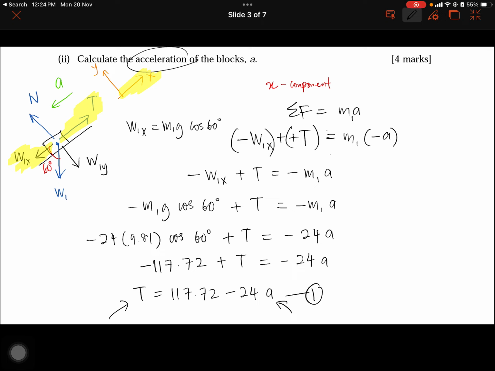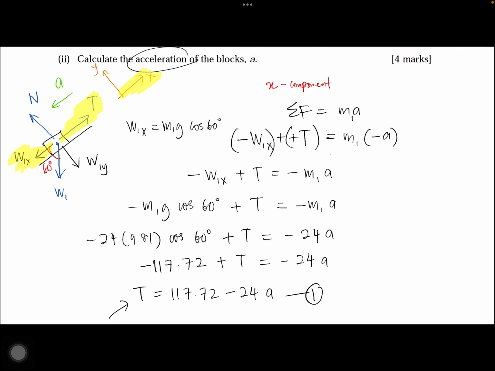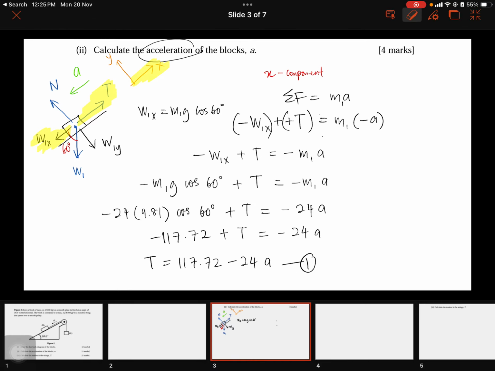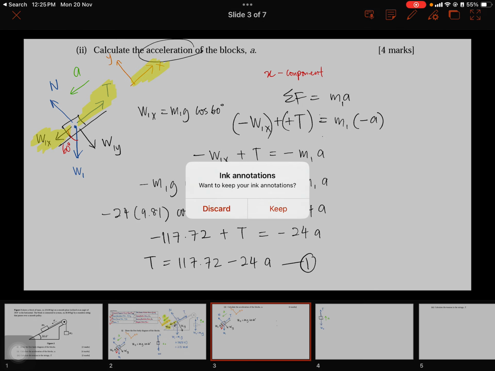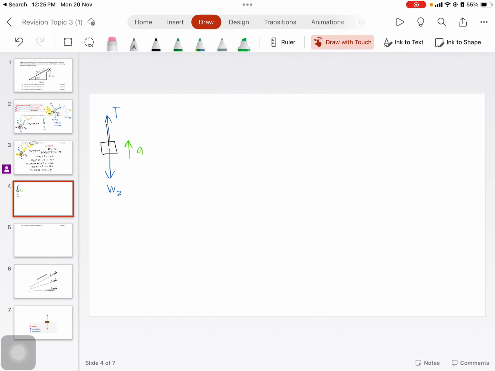The other equation will come from the second free body diagram. So we're going to take a look now at the second free body diagram. We have the first equation and we need to introduce the second equation because we have two unknowns. That is how you solve equations simultaneously. When we have two unknowns, we need to have two equations so that we can eliminate.